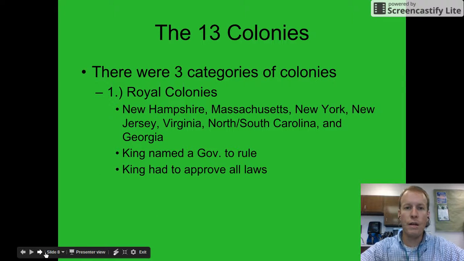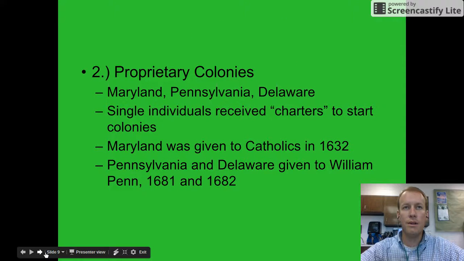Now, the 13 colonies had different categories. We're going to start with the royal colonies. These had a king-appointed governor, and the king had to approve all the laws. Those are listed. We move forward to the proprietary colonies.